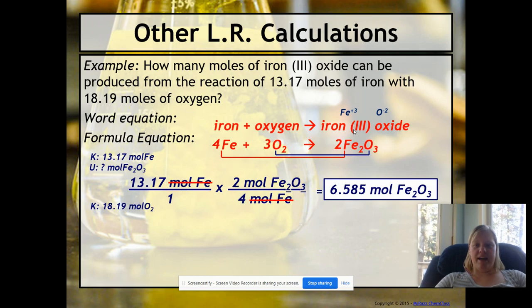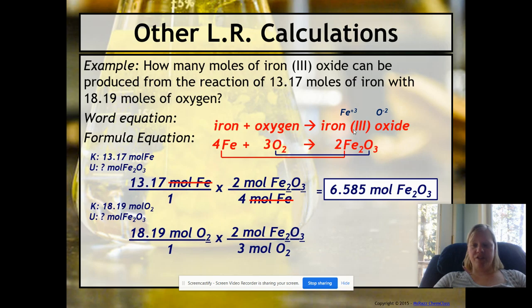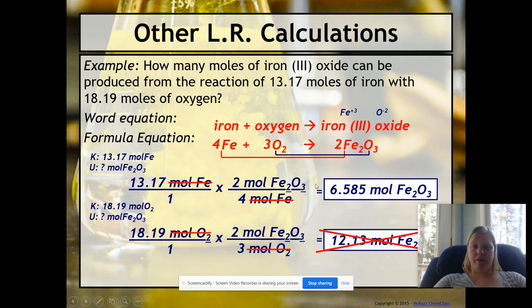Okay, now we have to look at how many moles would be produced starting with 18.19 moles of oxygen. So we're going to start with that and plug in that mole ratio. It's a 3-to-2 ratio. So for every 3 moles of oxygen that react, we should produce 2 moles of iron oxide. Cross that out, do the math, and we would produce 12.13 moles of iron oxide. So we can go ahead and cross that one off. We know that the limiting reactant, because this is the smaller number right here, is our iron. All right, so that's just a review of limiting reactants. Hopefully that was helpful.